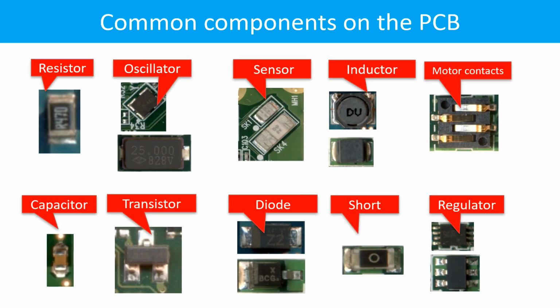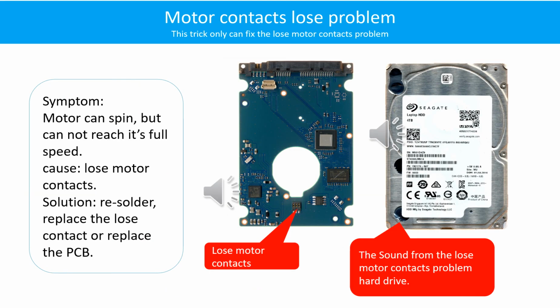This picture shows some regular components on the printed circuit board. Motor contacts loose problem. Symptom: the motor can spin but cannot reach its full speed. Cause: loose motor contacts. Solution: resolder, replace the loose contacts, or replace the PCB. Here is the sound from a hard drive with the loose motor contacts problem.